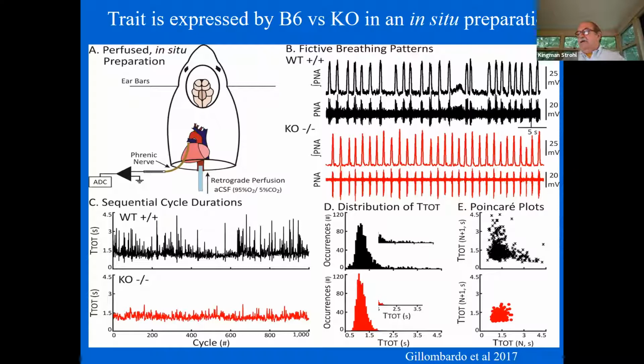And then you look at these distributions of T-tot, that is the cycle of breathing, and they're a little different. And then you look at your Poincaré plots, that is one frequency against the next. And the knockout is very restricted compared to the wild type. So you've got this happening in the brain.